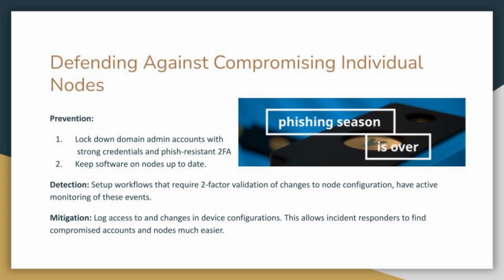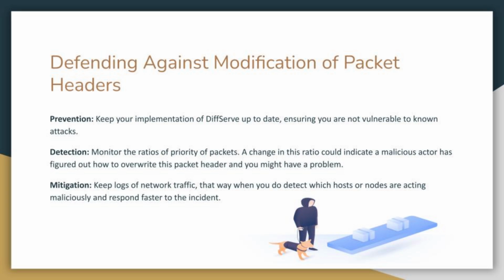So first, defending against compromising individual nodes in a network. To prevent this, you should lock down domain administrator accounts with strong credentials and phishing-resistant two-factor authentication. You should also keep software on nodes up to date. To detect this kind of attack, you should set up workflows that require two-factor validation of changes to node configuration and have active monitoring of these events. To mitigate these kinds of attacks, you should log access to and changes in device configurations. This allows incident responders to find compromised accounts and nodes much easier.